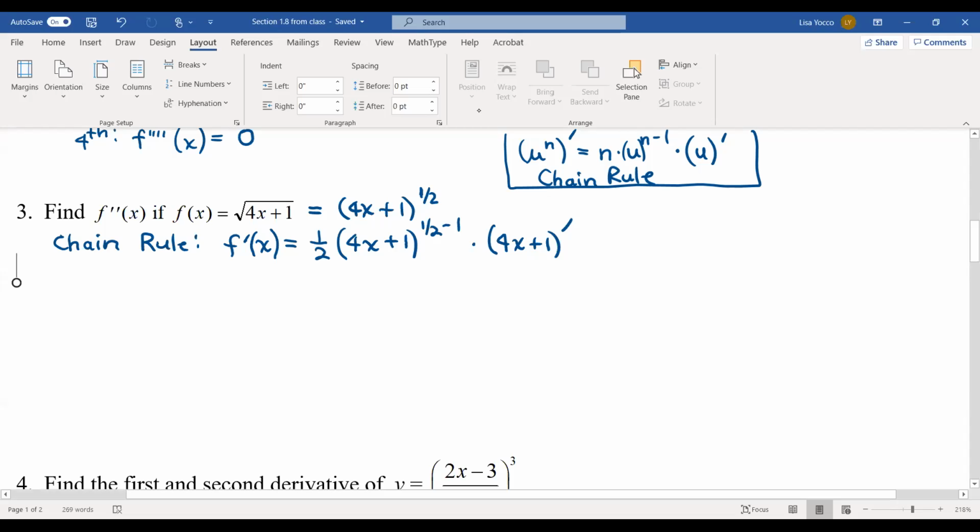All right, so I'll keep going. 1/2 minus 1 is negative 1/2. And then the derivative of 4x plus 1 is 4.